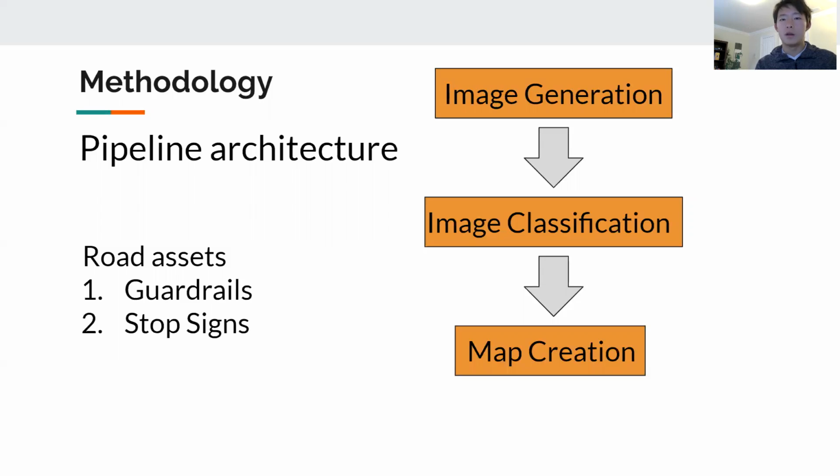After the data set was created, the data set would be used to train and test the model. The model would classify images based on whether or not they contained the road asset of interest. Once the model was trained, the results would be mapped. Markers would be created wherever the model indicated that there was a road asset of interest.